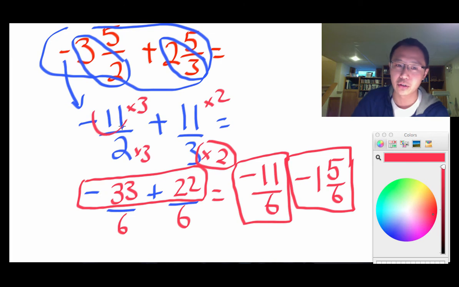So that's adding mixed numbers together. So don't forget to change it into improper fraction first, find common denominator, and that's it, like all the other ones.